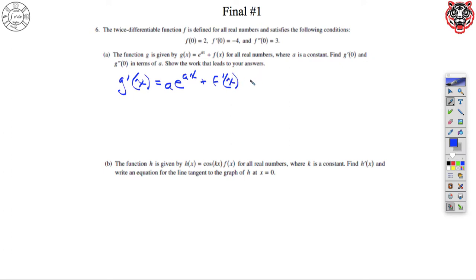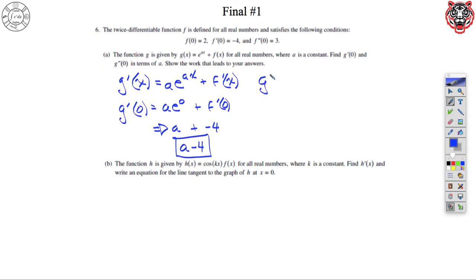Cool. What happens when I plug in, so let's say g prime of, we're plugging in 0. When I plug in 0 for all the x's, that's going to be a e to the power of 0 plus f prime of 0. A e to the 0 is just a, so this turns into a plus f prime of 0. It tells us that's negative 4. Or I guess it's really just a minus 4.